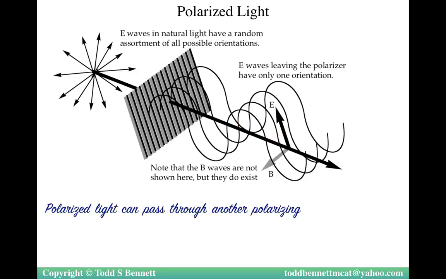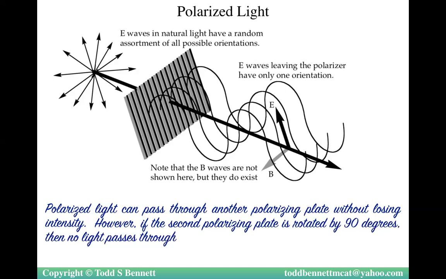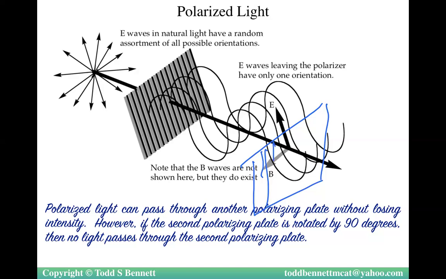Okay, so polarized light can pass through another polarizing plate without losing intensity. So if there's a second plate, I'm going to draw two possible plates. Let's say I draw another plate up here that's like this. So the same sort of plate, it's going to go through just fine. The light will just keep on coming through, no big deal. But if the polarizing plate is like this, sorry. If it is perpendicular, then these waves get filtered out.